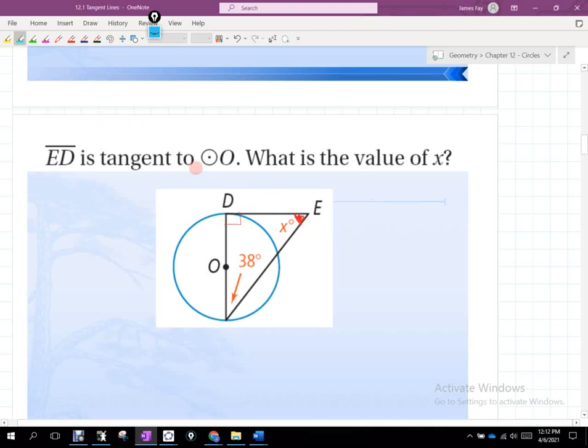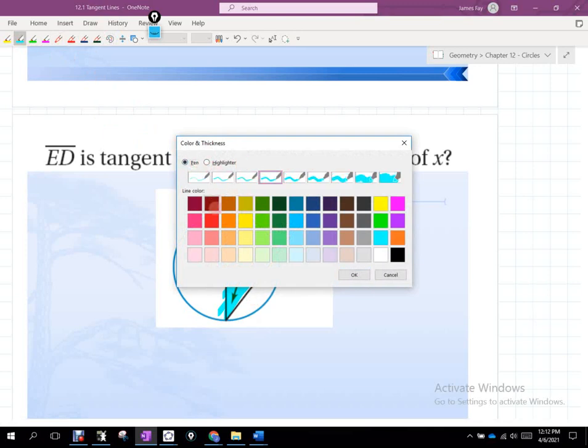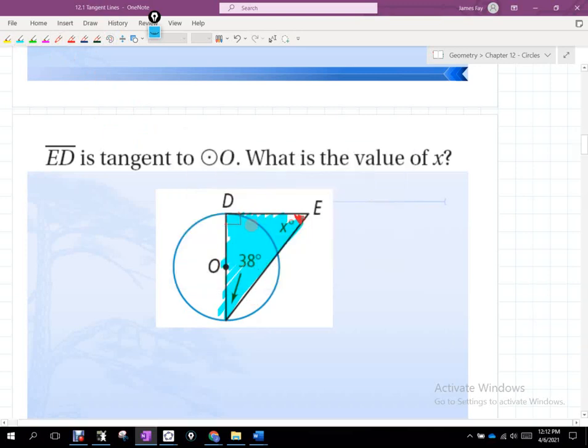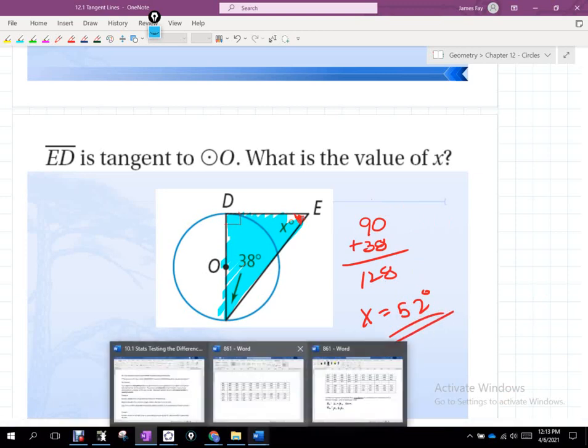So really what we're looking at here, they're basically giving you this circle information so that you can learn something about this triangle, right? So it's a triangle question, but they're hiding information about that triangle through the knowledge of circles. So we got 90 plus 38, that's 128, right? So doesn't this angle here, X, have to be 62? No, 52. I'm not very good at math. 52? You have to add up to 180, right?